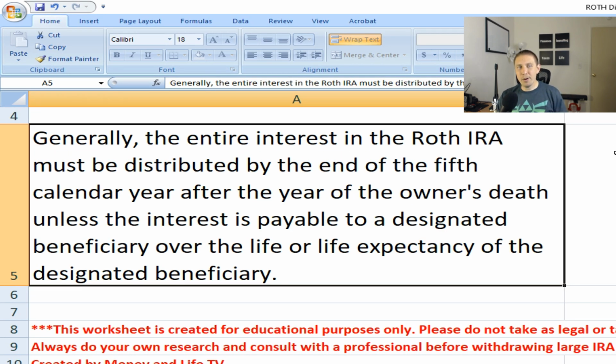Generally, the entire interest in a Roth IRA must be distributed by the end of the 5th calendar year after the year of the owner's death, which we talked about a little earlier in the video. So you must distribute that money within 5 years if you're the beneficiary, unless the interest is payable to a designated beneficiary over the life or life expectancy of the beneficiary. So not the original owner of the Roth, but the beneficiary. The Roth IRA holder will designate that, or the rules will come into play based upon the circumstances. So if you are inheriting a Roth, make sure you're consulting with somebody to see how that's working. But generally speaking, you're going to get that money in 5 equal installments over 5 years.